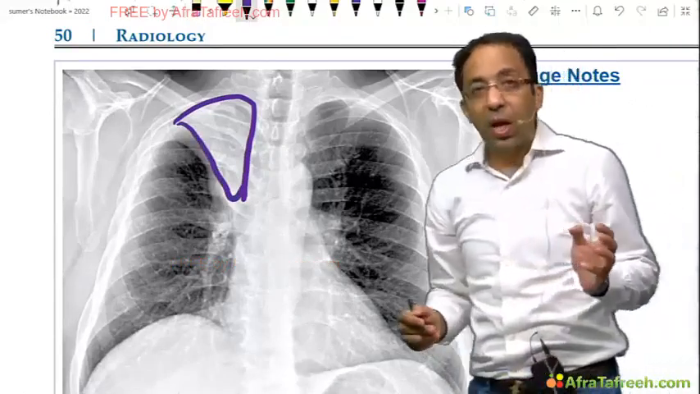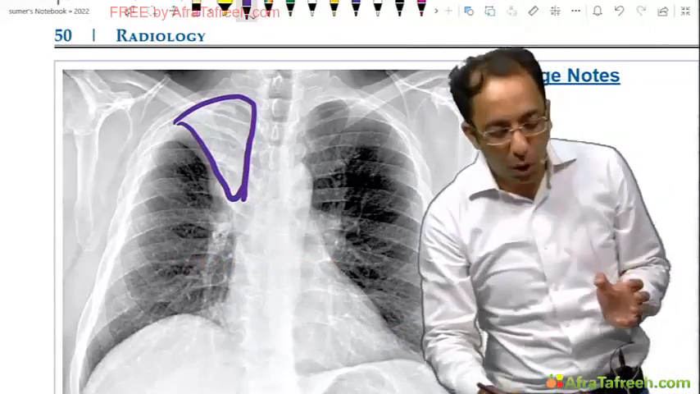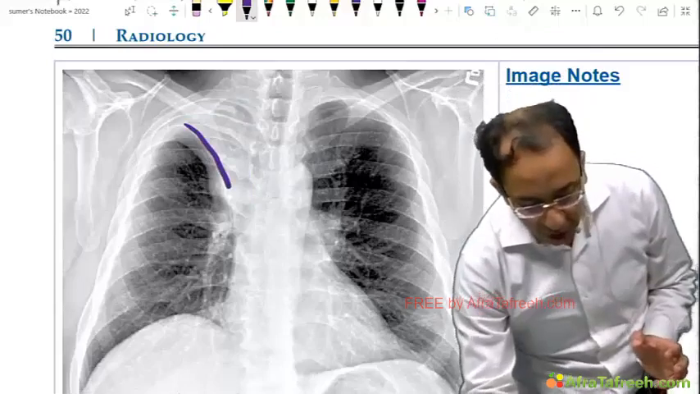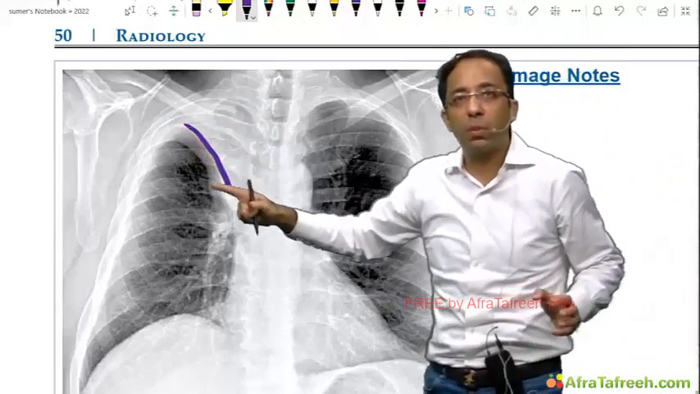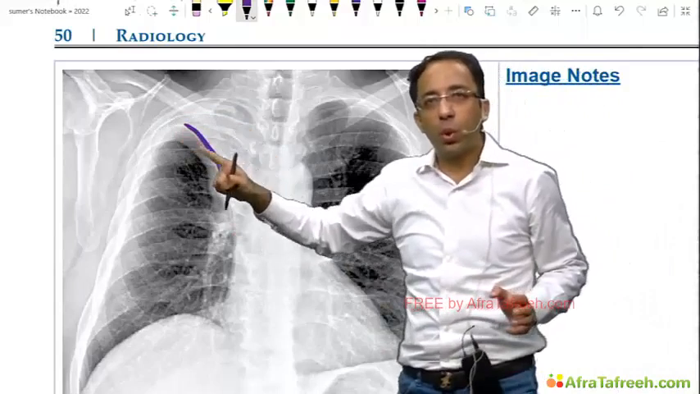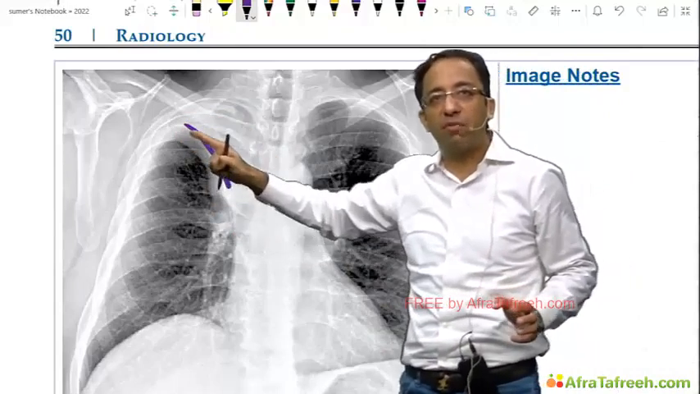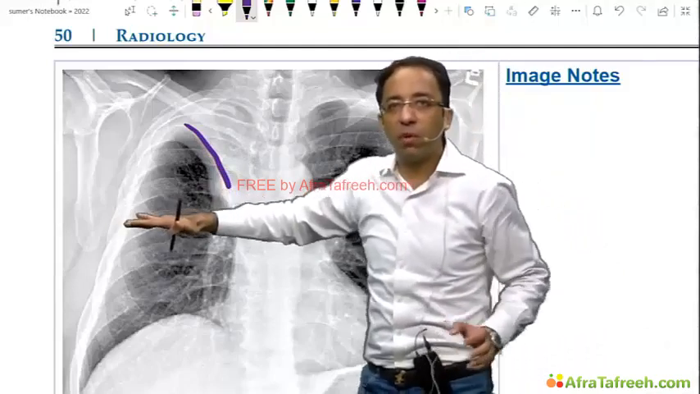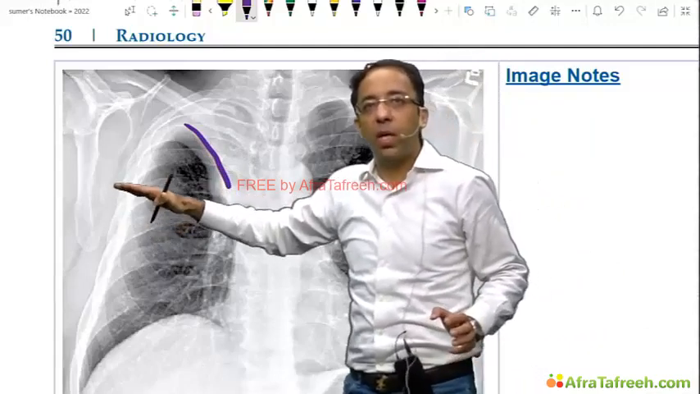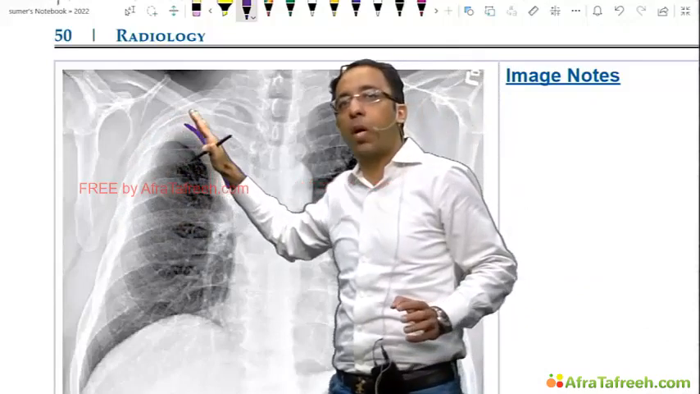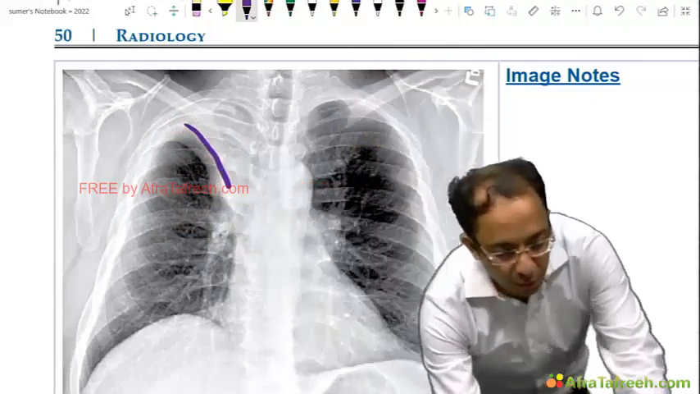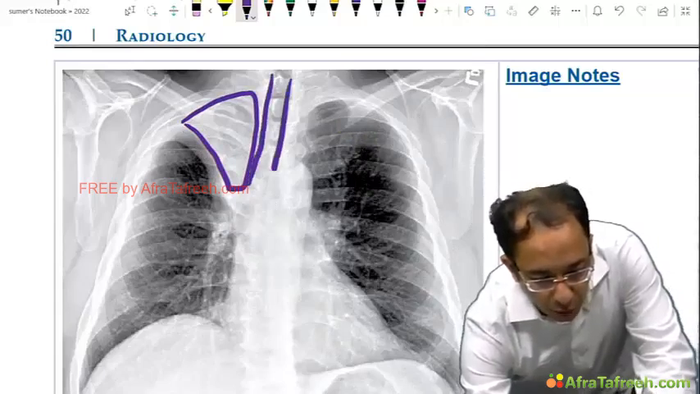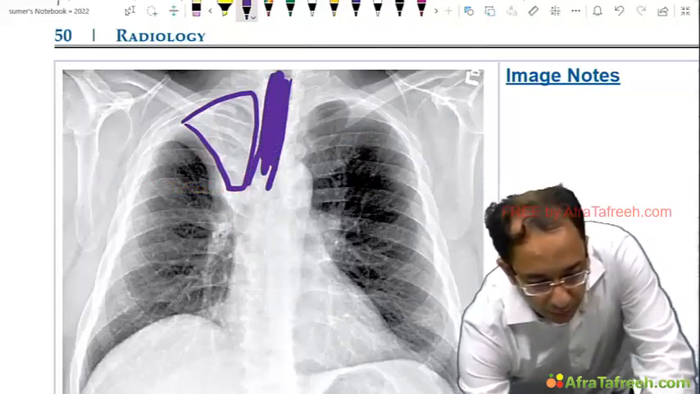Okay. Now everybody tell me the lower border of this opacity. The lower border of this opacity is very sharp and smooth. So if it is so sharply demarcated, this must be the fissure. This is the horizontal fissure. But the horizontal fissure was somewhere here normally. In this patient it is pulled up. The horizontal fissure is pulled up. The lobe is small in size. The trachea is pulled towards the disease. What do you think?